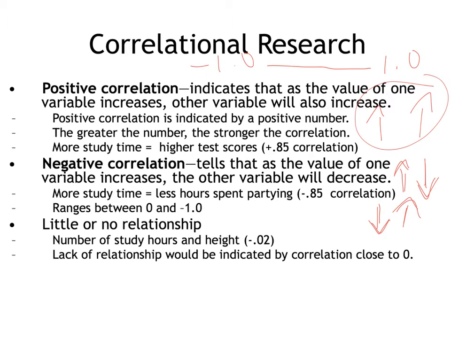If you get anywhere close to 0, as is the case here, it basically indicates that there is a weak or no relationship between the two. For example, the number of hours that I study and my height. It would basically imply that the more I study, the taller I would be. And as you may have guessed, there's no such relationship.